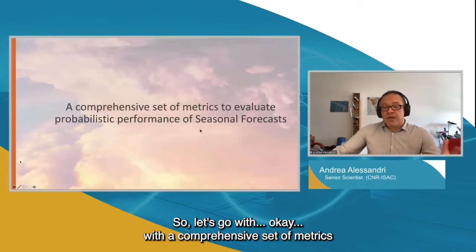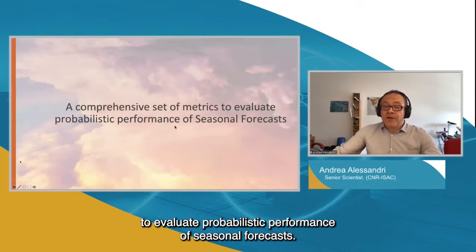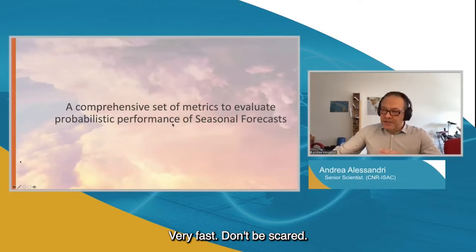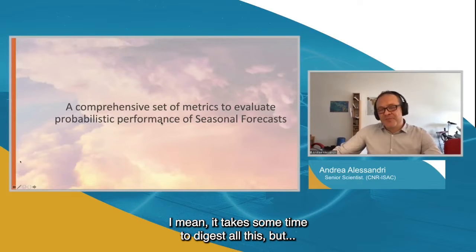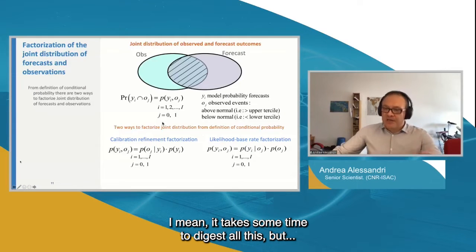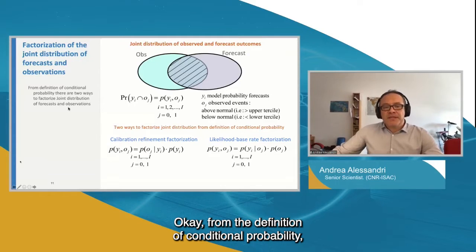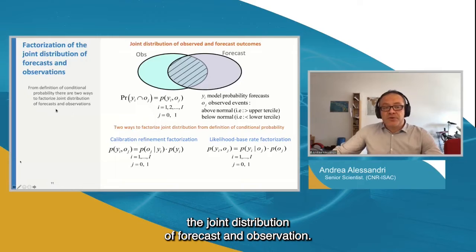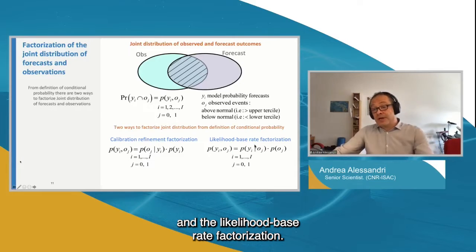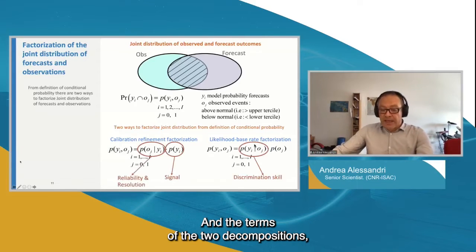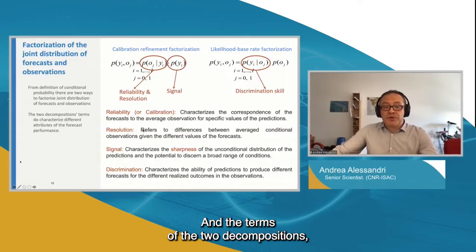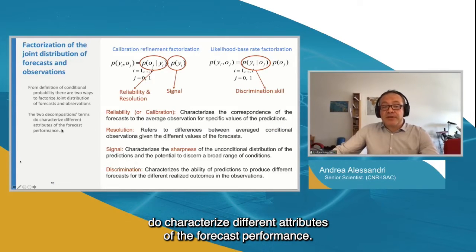So let's go with a comprehensive set of metrics to evaluate probabilistic performance of seasonal forecasts. Very fast, don't be scared. I mean, it takes some time to digest all this, but okay. From the definition of conditional probability, there are two ways to factorize the joint distribution of forecast and observation: the calibration-refinement factorization, and the likelihood-base rate factorization. And the terms of the two decompositions do characterize different attributes of the forecast performance.